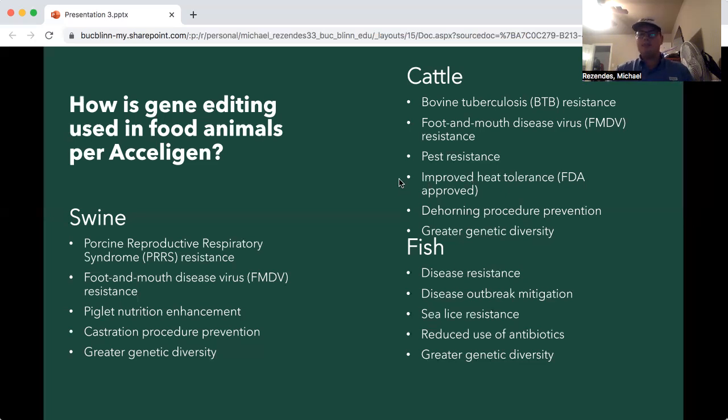Another big one is improved heat tolerance. This technology is FDA approved, and this would be converting a traditionally fluffy-haired animal to be slick-haired, or the example we talked about earlier, changing a red or black-hided calf into a red-hided calf to make them more tolerant to the heat. I think it's very interesting that they have so many technologies available commercially, yet not all of them will allow the animals produced to enter the food chain. This is a growing industry, and there are just so many different things you can do with gene editing.